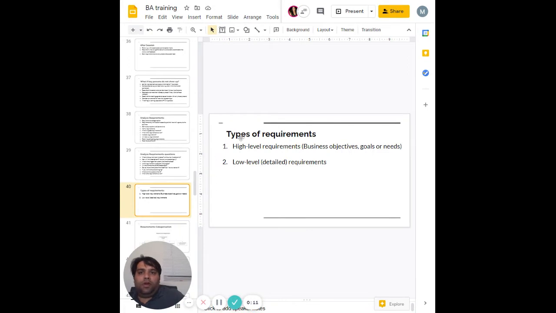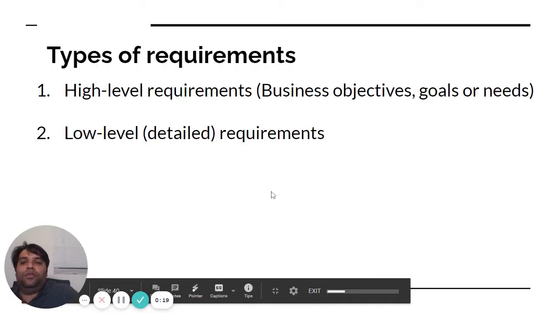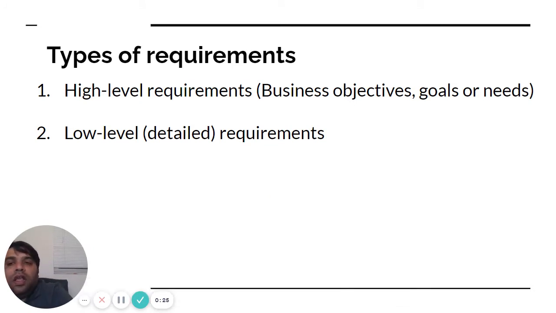So yesterday we talked about how you are going to elicit the requirements. Today we are going to discuss the types of requirements, and there are two types of requirements. One is high level requirement, one is low level requirement.